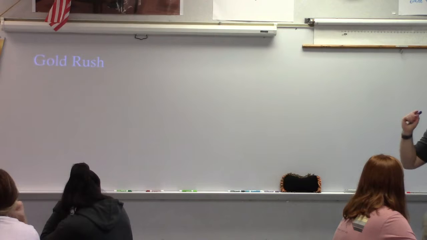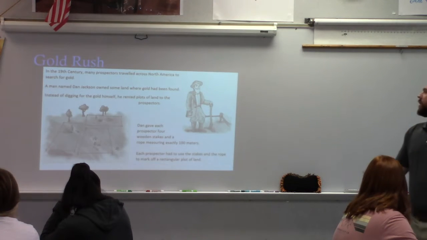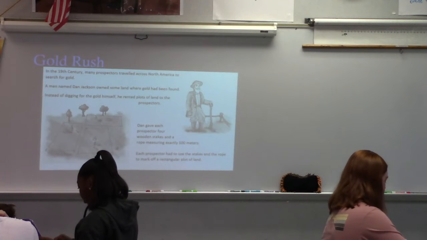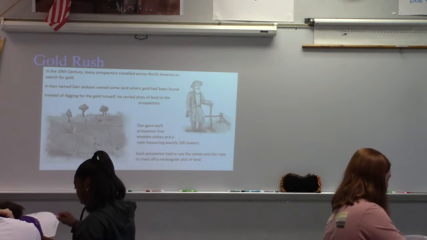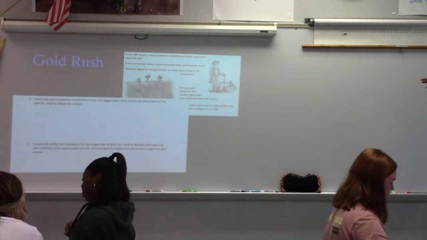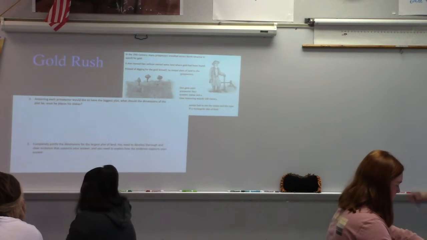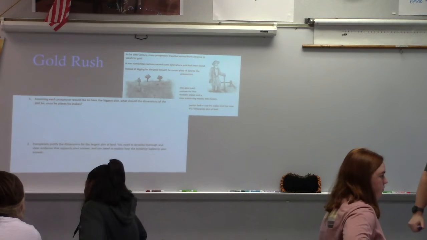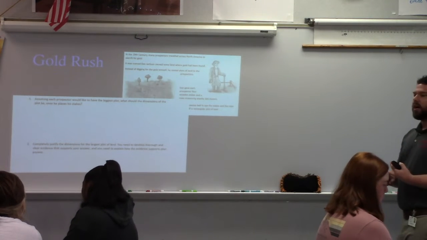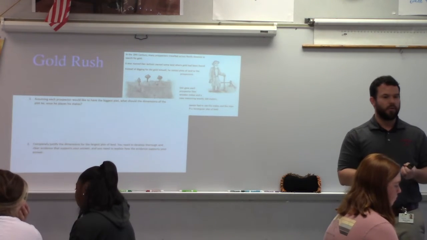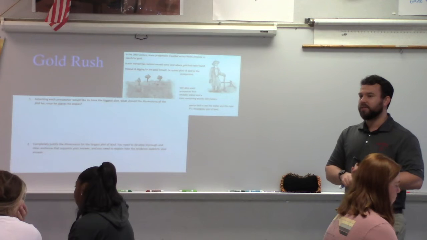Okay, Gold Rush. In the 19th century, many prospectors traveled across North America to search for gold. I don't know why I'm reading this. We already read through it yesterday. So we have our Gold Rush task. We already went through this number 1. We found the dimensions would be 25 by 25. And we have justified those dimensions. We've justified it tabularly, right, by looking at that table. And we started to justify it graphically.